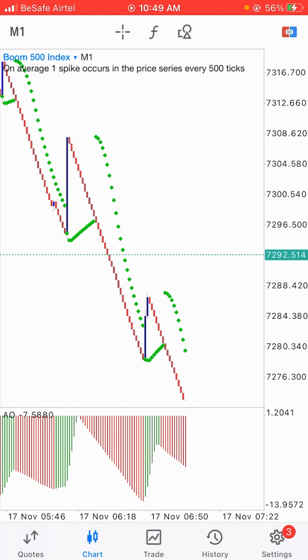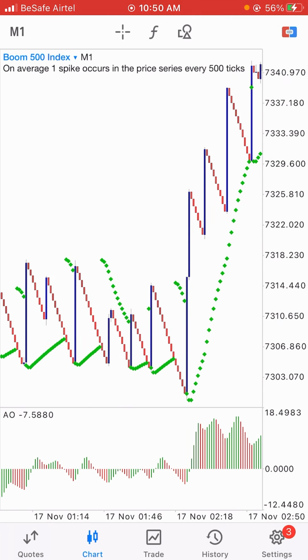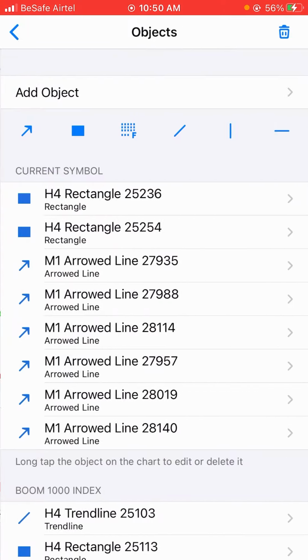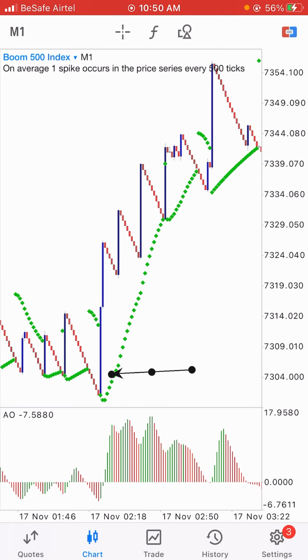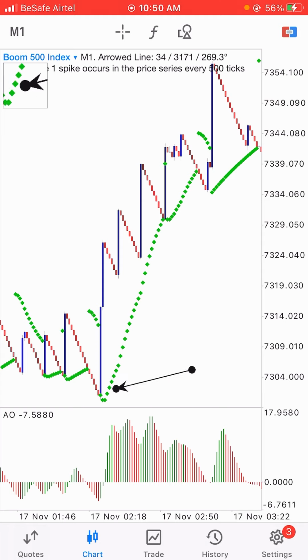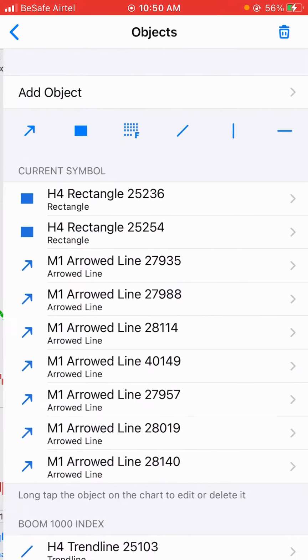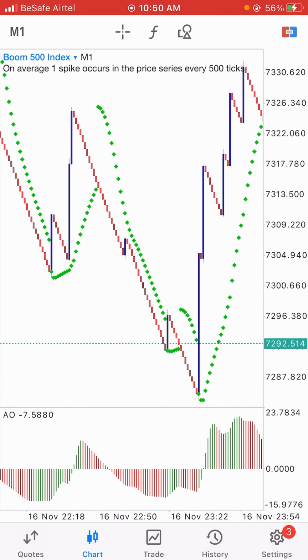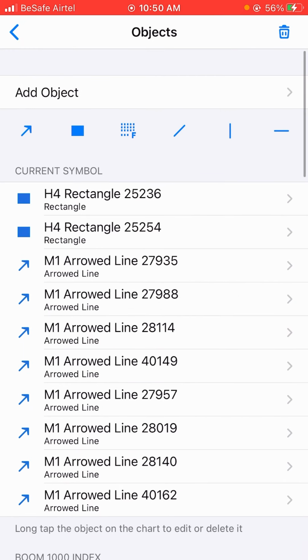Let me also show you examples on Boom 500, because people ask me, after showing examples on Boom 1000, what about 500? It's the same thing. 500 and 1000 work the same way. You can see this trend is to the upside. Then you can see the parabolic SAR after this spike facing to the upside. I can also see the awesome oscillator here. The green candles are out here. You can see this is a good uptrend.